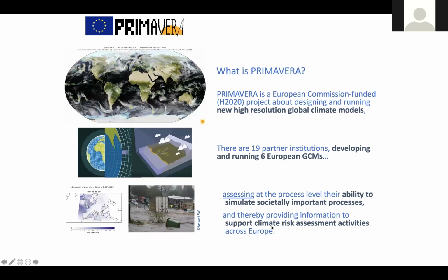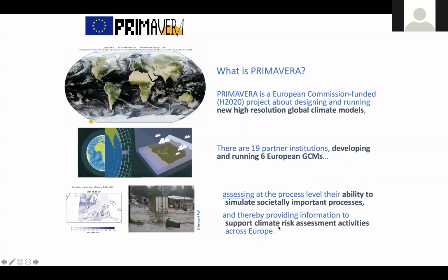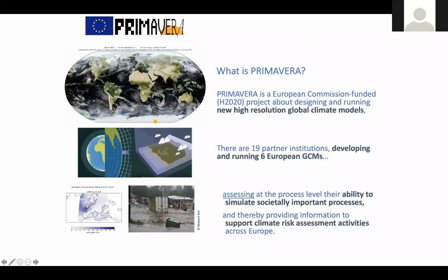And so would this give us an idea of risk for Europe that is different from the traditional view of risk? And I'll show some examples of this.